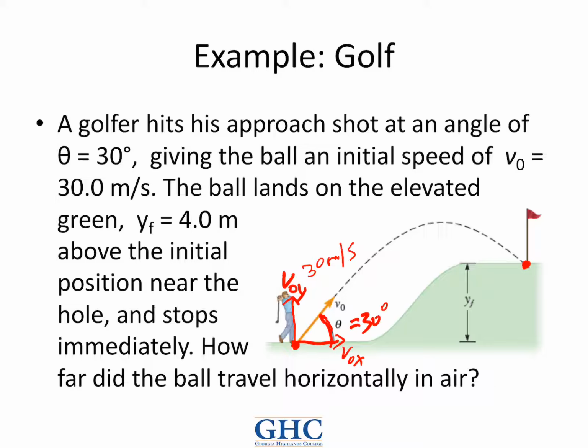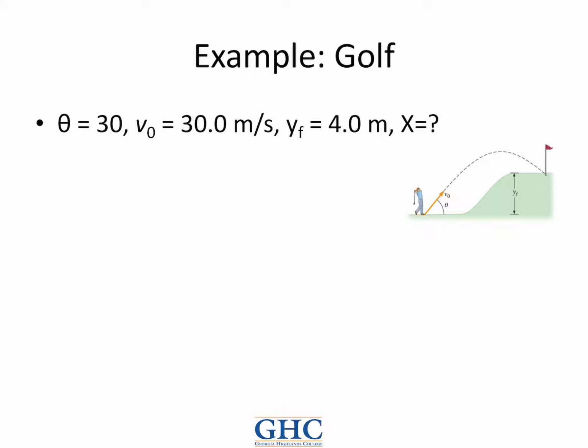Okay, and then the ball landed on an elevated green, which is here. The green is 4 meters above the ground level. We want to find out how far the ball traveled horizontally in the air. Actually, I want to solve this one using two different methods, so you can choose whichever one works for you.